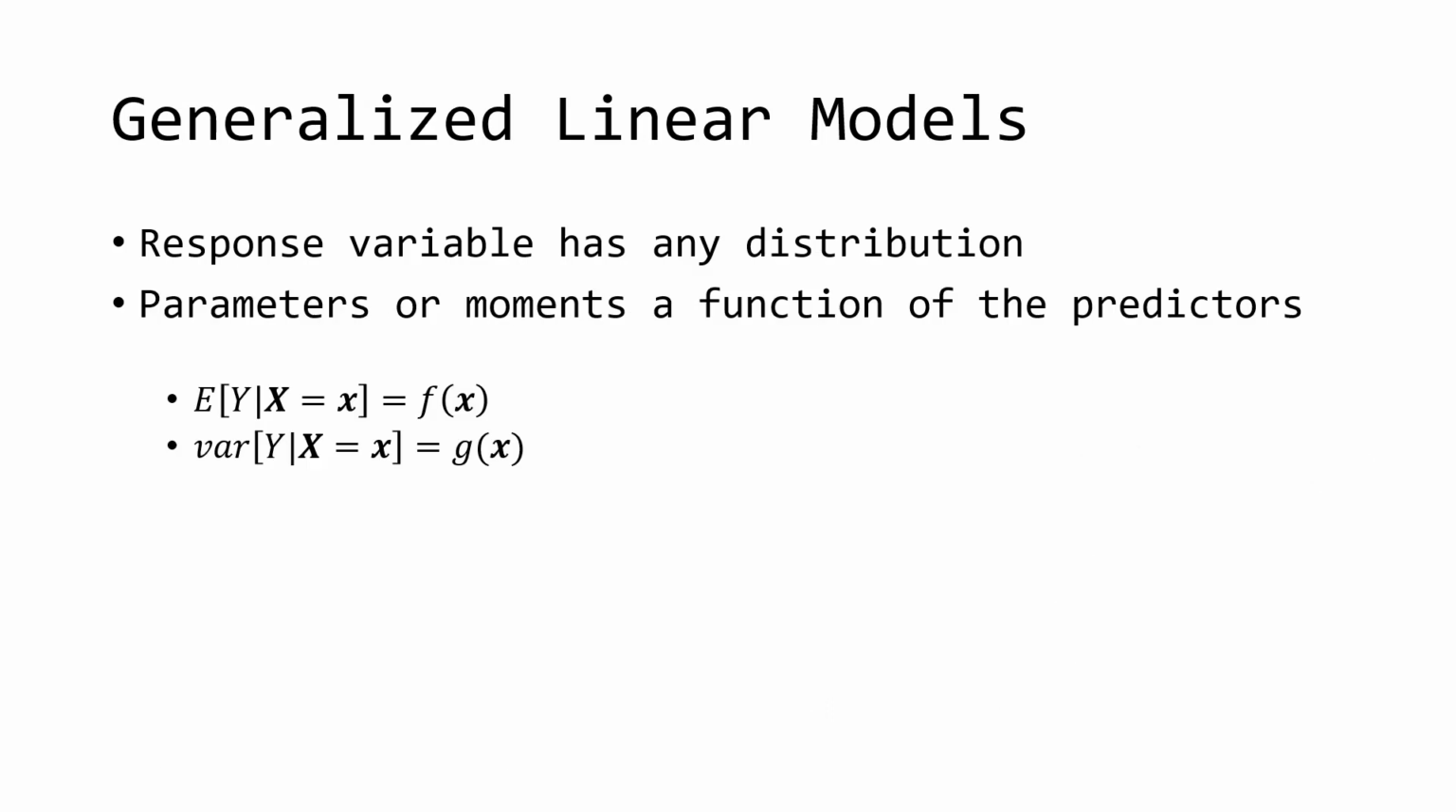Generalized linear models help us in the situation where we can't meet the assumptions in simple linear regression. In generalized linear models, which are a type of regression with more relaxed requirements, the response variable does not need to be normally distributed. It could have any distribution that you choose. The parameters, or the moments of that distribution, become a function of one or more predictor variables, meaning the mean and the variance, and possibly higher moments, are explicitly functions of one or more predictors.